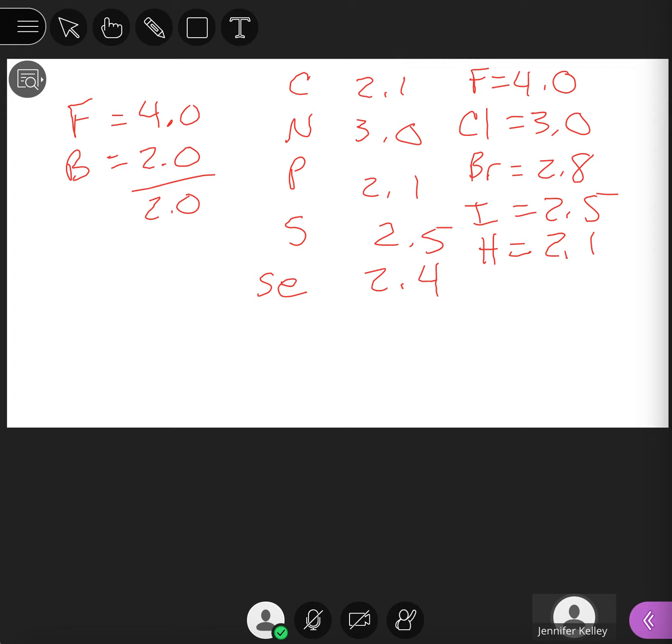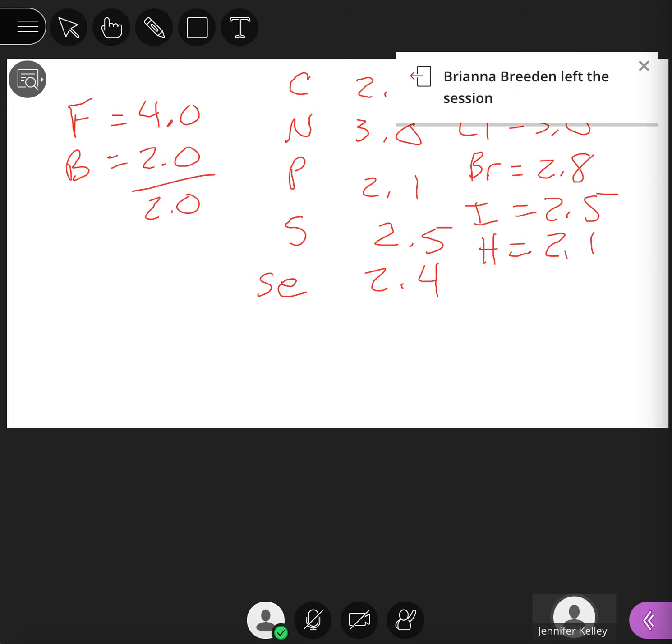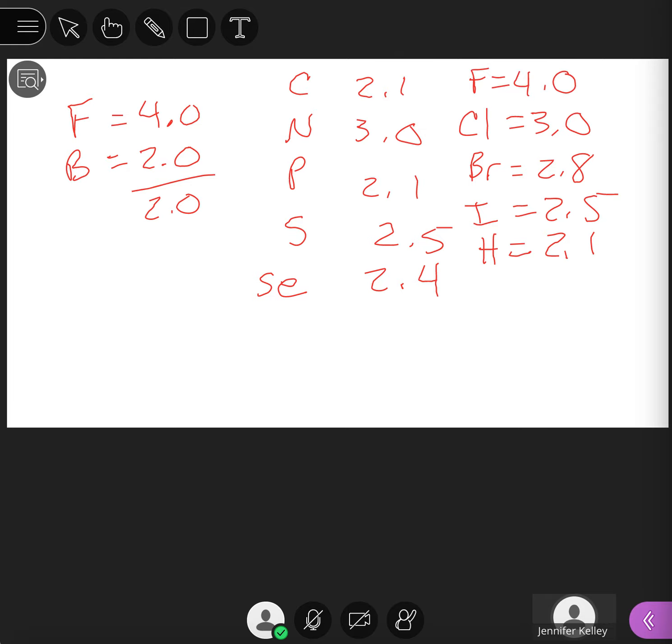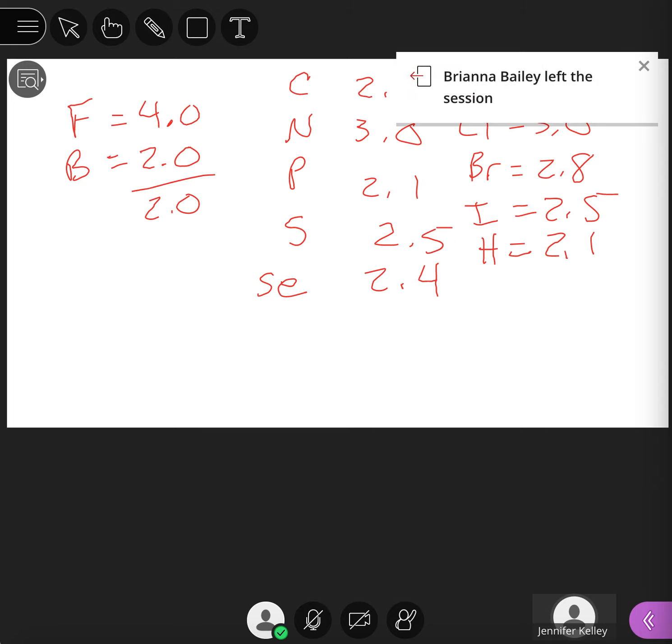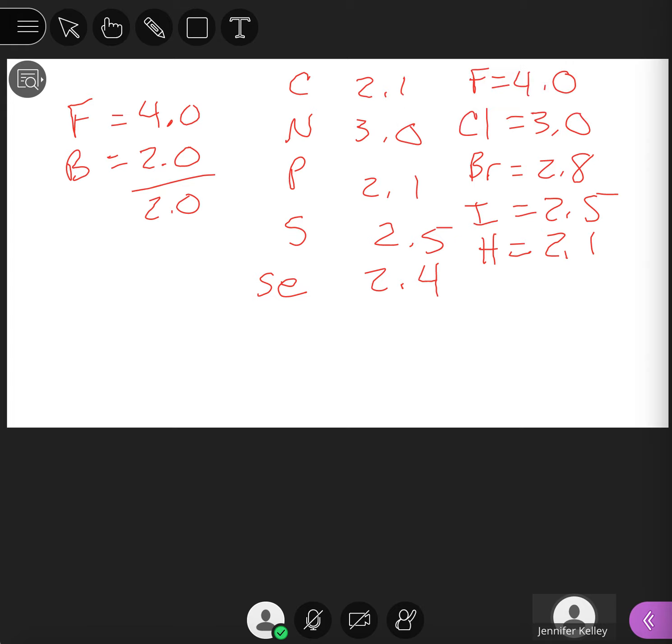A chart like this, all of the values will be given on the exam. They won't give you a chart, but what they will give you is they'll say something like, the electronegativity of fluorine is 4.0. The electronegativity of boron is 2.0. What is their electronegativity difference? Or are these two ionic? Or something like that. But they'll give you the numbers.